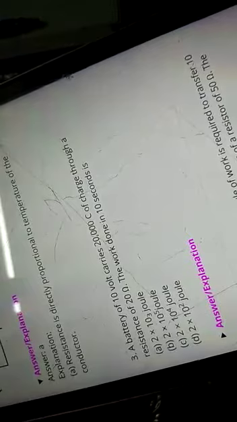So to get the work done, only charge and voltage is required. Charge into voltage is equal to your work done. It is already taught. So W is equal to Q into V, and 20,000 into 10 is going to be 2 lakh. 20,000 into 10, that is 200,000, that is 2 lakh. 2 lakh means 2 into 10 to the power 5 joule. So your correct option is B, 2 into 10 to the power 5 joule.